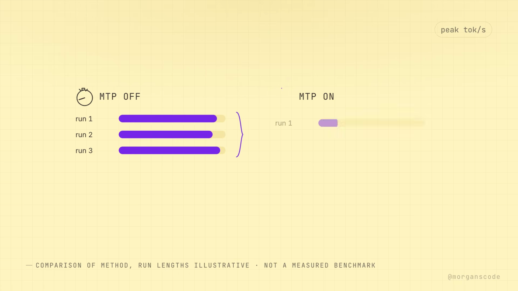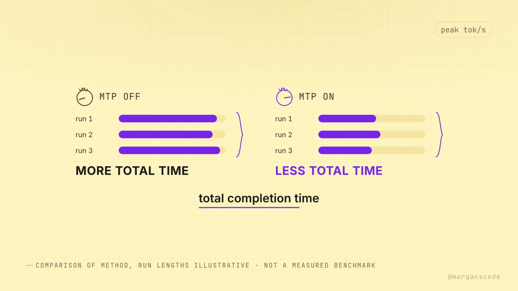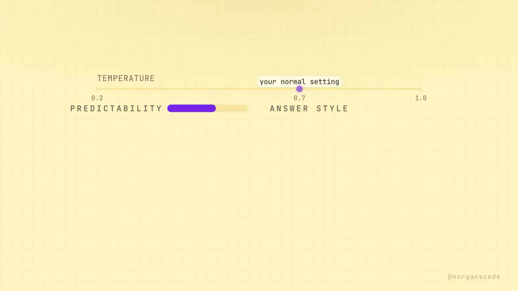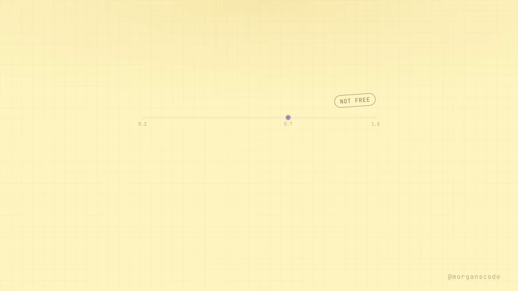Use the same real task several times with MTP disabled and enabled. Compare total completion time, not only the highest tokens-per-second number you see. Keep your normal sampling settings during the first comparison. Higher temperature generally makes the next token harder to predict, but lowering it also changes the style of Qwen's answer. That is not a free speed adjustment.